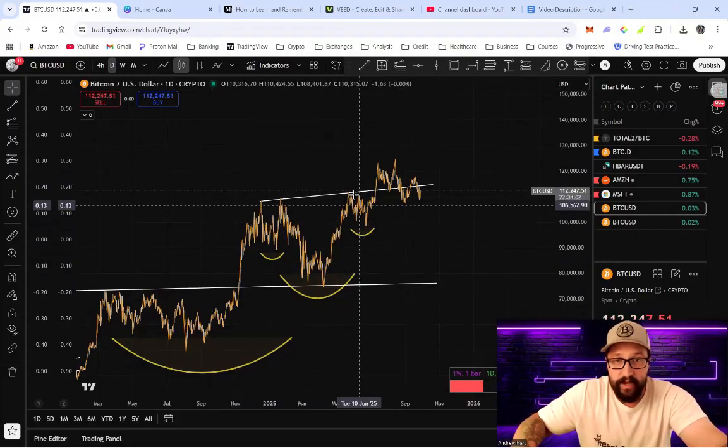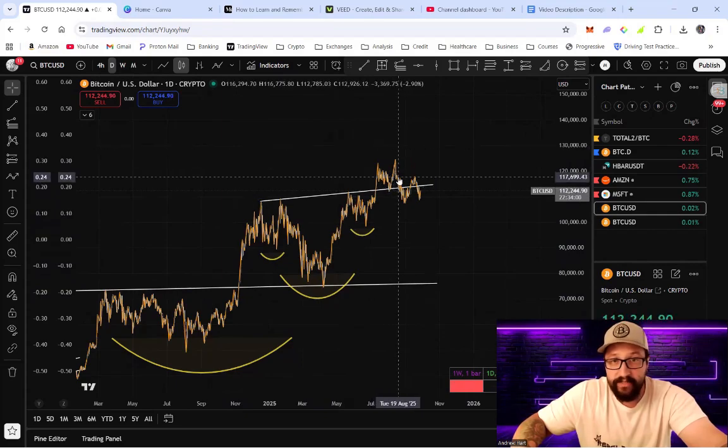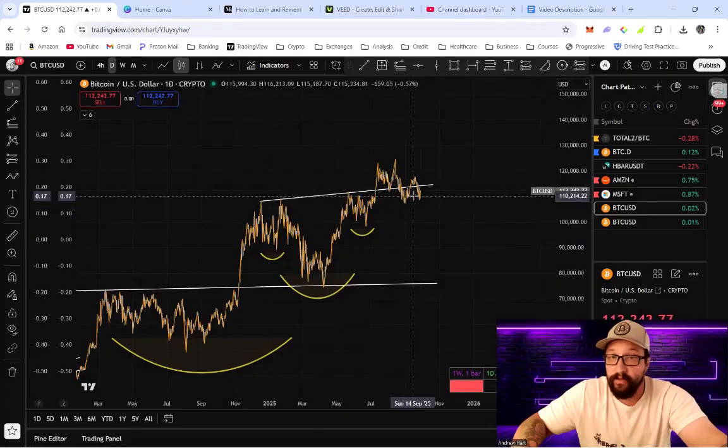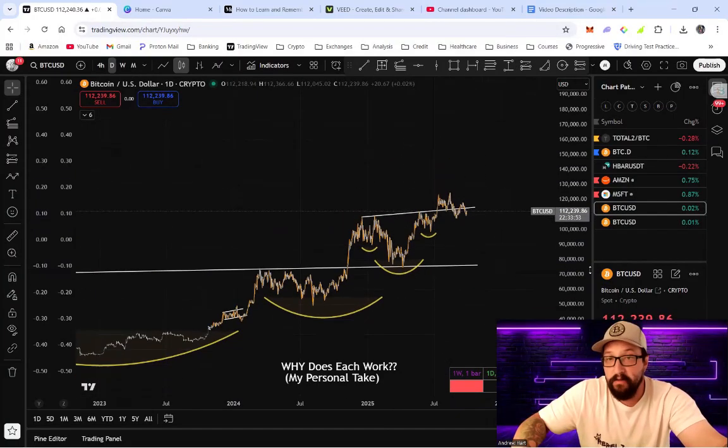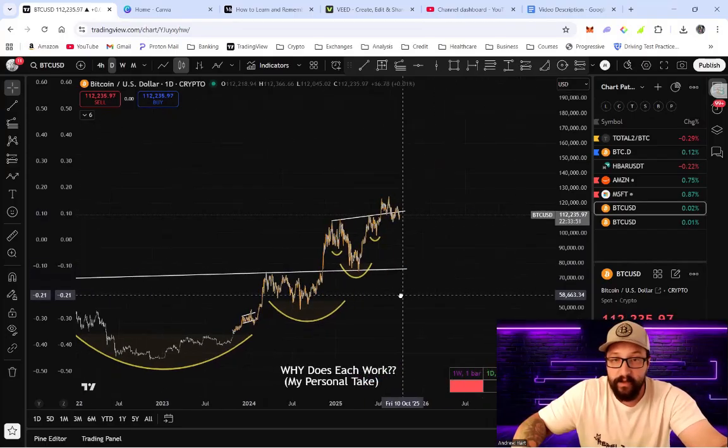There's your neckline. We had a nice breakout, came back down for a retest. Now we're actually getting rejected. We're seeing a fair amount of price action beneath this point. So whether this pattern plays out or not has yet to be seen.